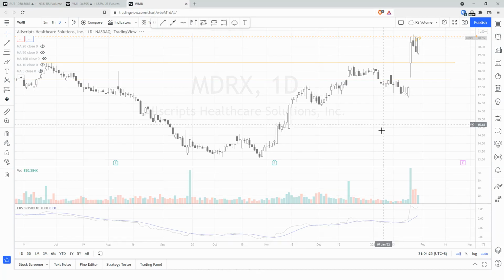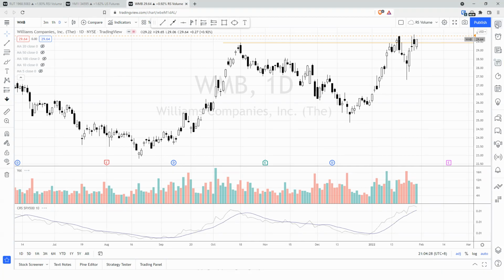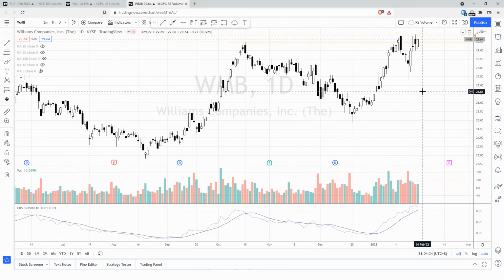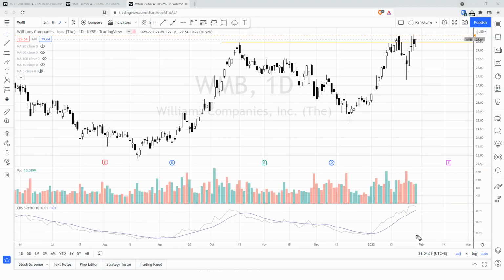Next one is also a bullish stock, Williams Companies. I think Williams is related to energy, oil and gas pipelines. So this is pipelines, and I really like the structure. So definitely there is a relative strength, as we can see here, comparing to the S&P 500. If you look at all the oil stocks, energy stocks, they generally show the outperformance.